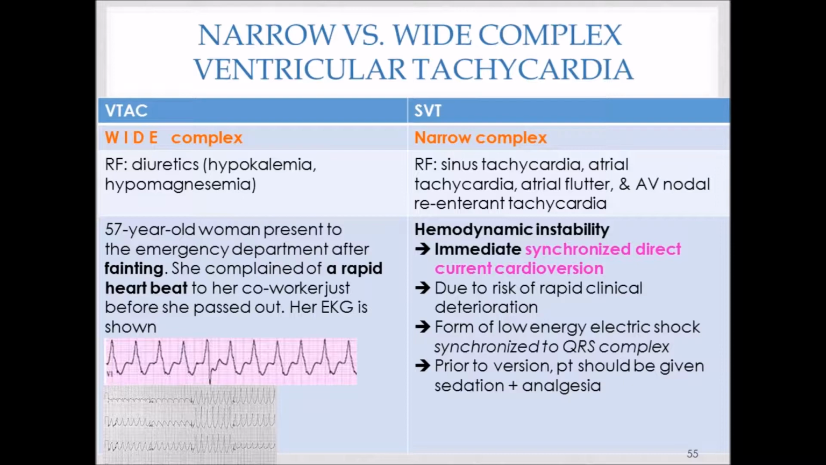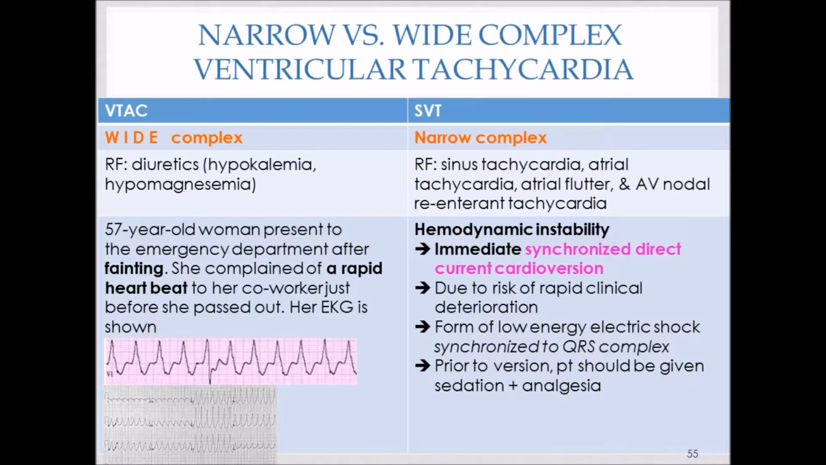That's ventricular tachycardia. Now, risk factors can vary, but they include diuretics, because that can cause hypokalemia, hypomagnesemia. Also, of course, CAD or maybe a history of MI. So a sample question you might get is a 57-year-old woman who presents to the emergency department after fainting. She complained of a rapid heartbeat to her coworker just before she passed out, and her EKG is shown below.